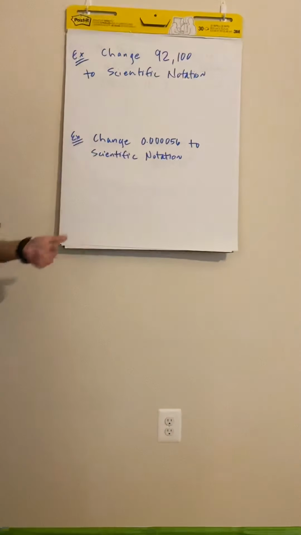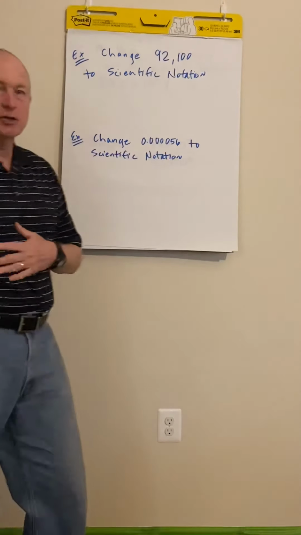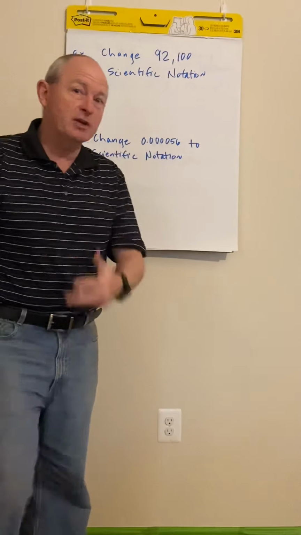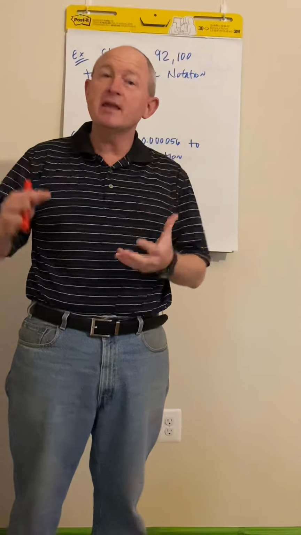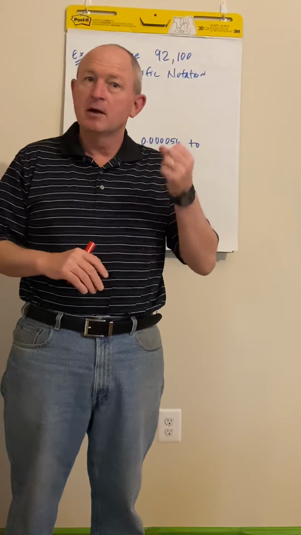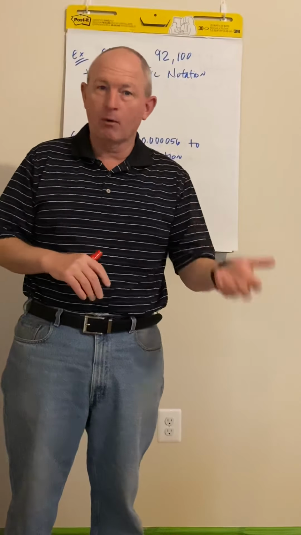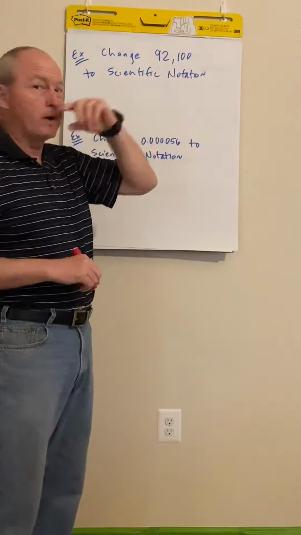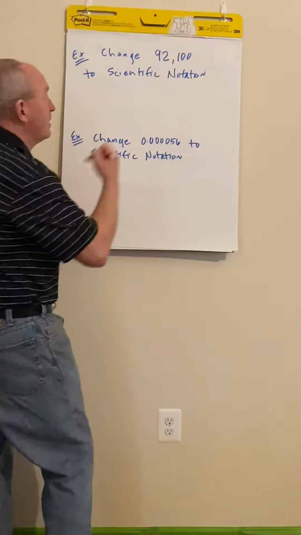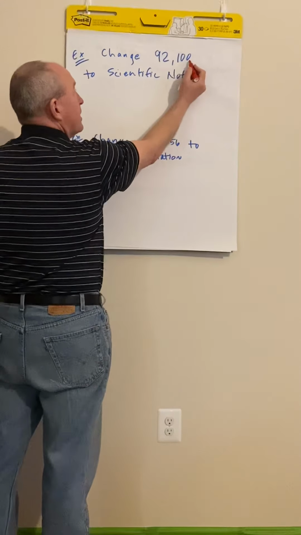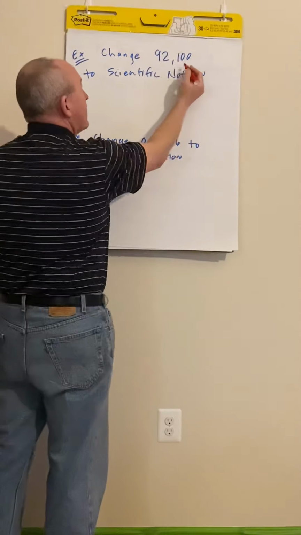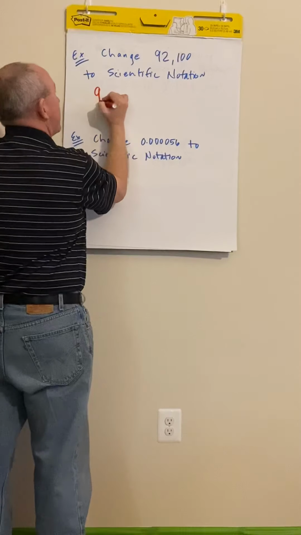All right, so we're going to change this to scientific notation. It's right now 92,100. And remember, scientific notation, if you watched the video about scientific notation, is a number between 1 and 10 multiplied by a power of 10. So we're going to take 92,100 and move the decimal, which is right here, to the left until we get a number between 1 and 10. And so the number we're going to end up with is 9.2.